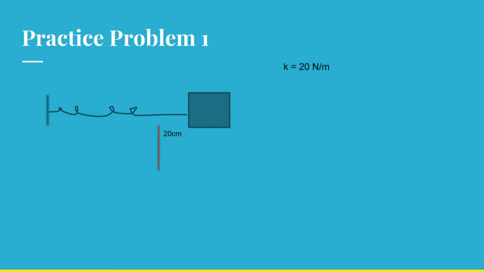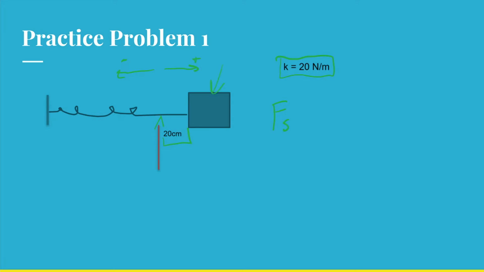So in this system, I have a spring with a spring constant of 20 newtons per meter. My equilibrium point is right here, and my delta x from the equilibrium point is positive 20 centimeters, right? Because if I'm saying that to the right is positive and to the left is negative, we've got that. So what I need to do right now is figure out what is the spring force. How much force is the spring applying to this object?